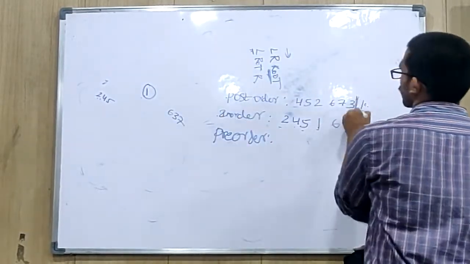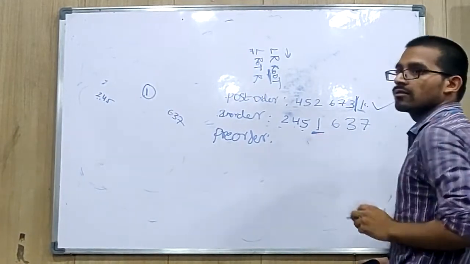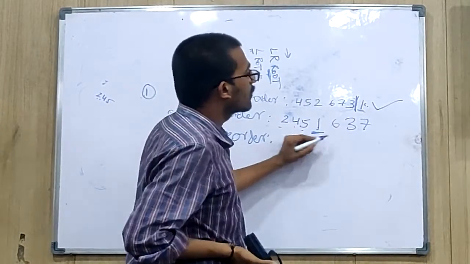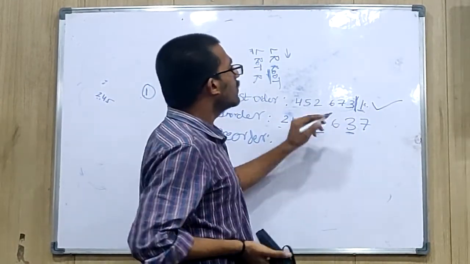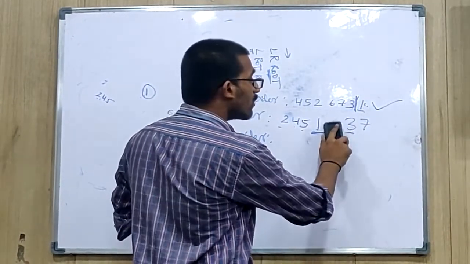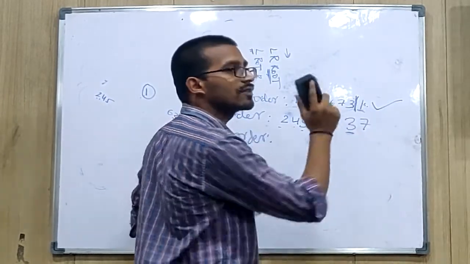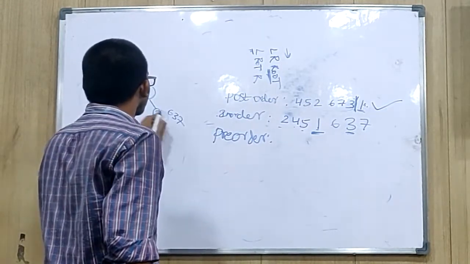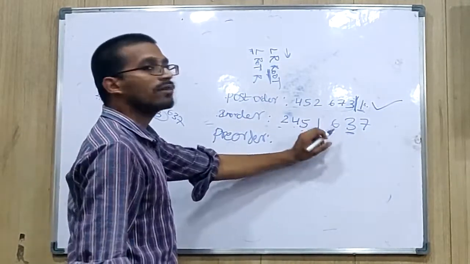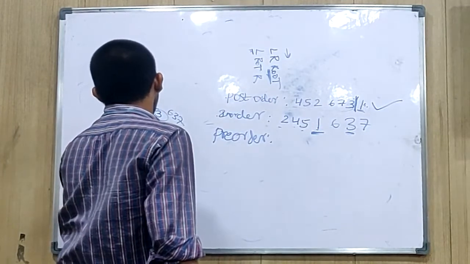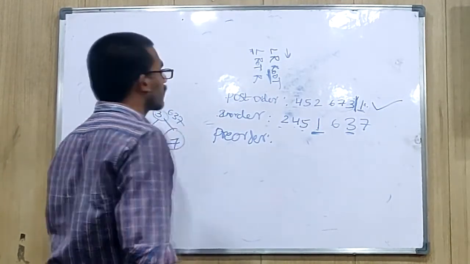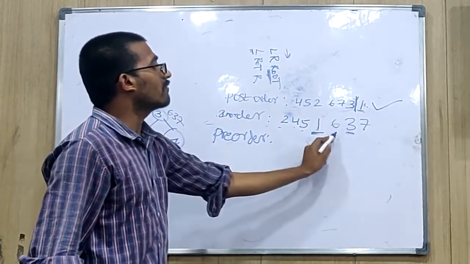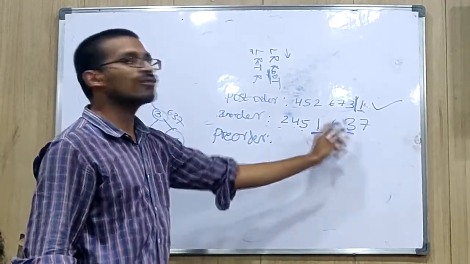Again go to the next root. It's completed. 3. See where the 3 is here. To the left of the 3 we have 6, to the right of the 3 we have 7. Where is it? Use the root. Okay? To the left of the 3 we have 6. To the right of the 3 we have 7. It is in-order, right? Simply root, left, right. Left, root, right.